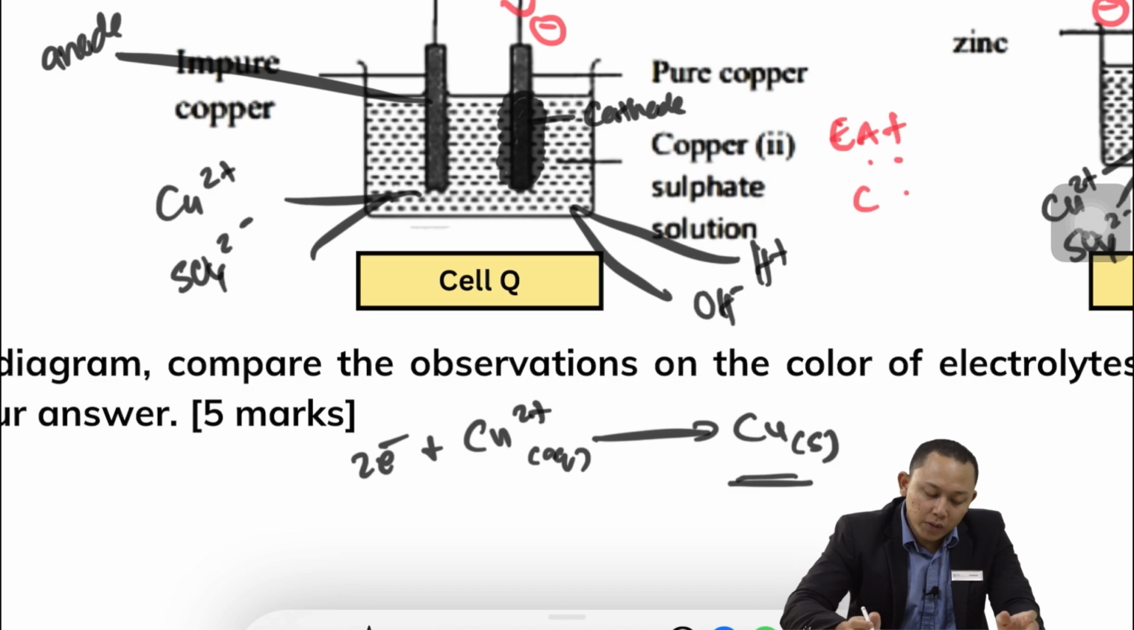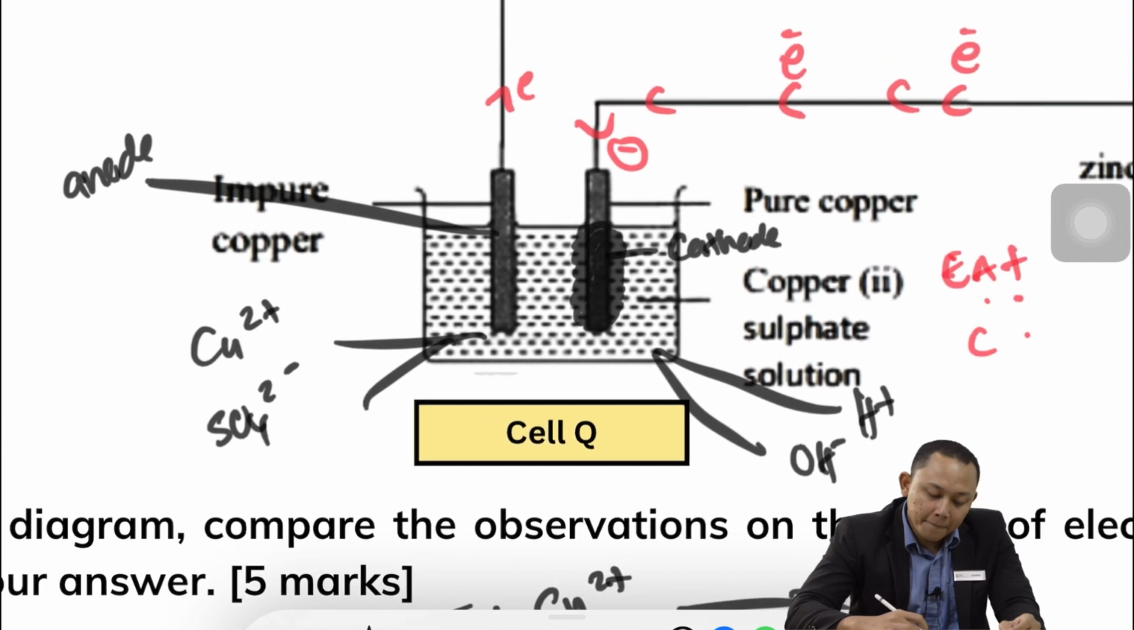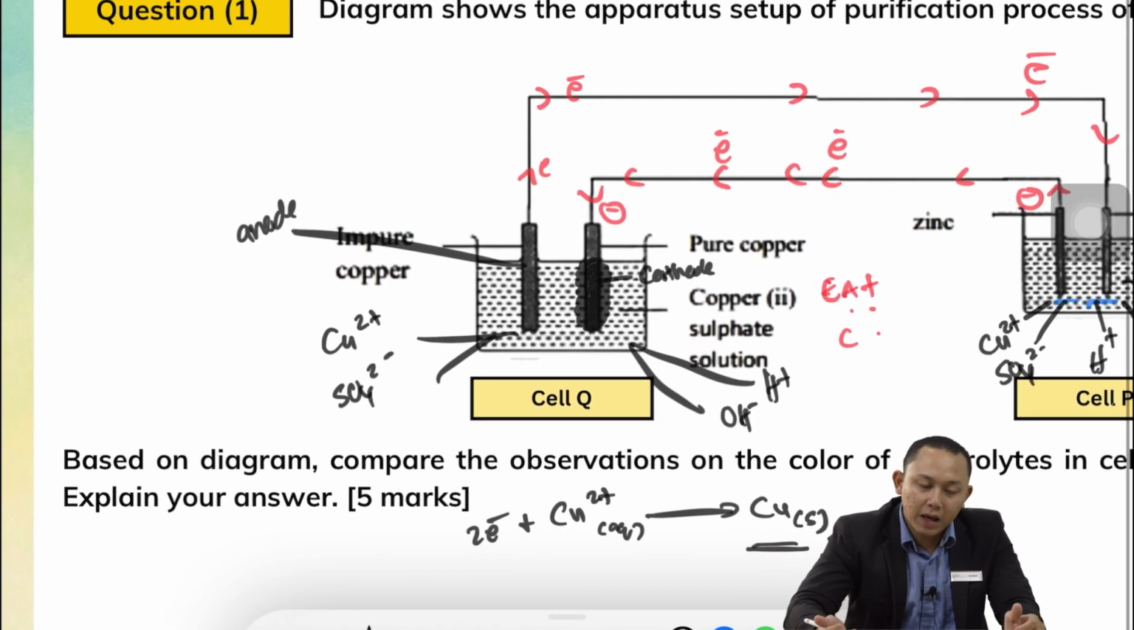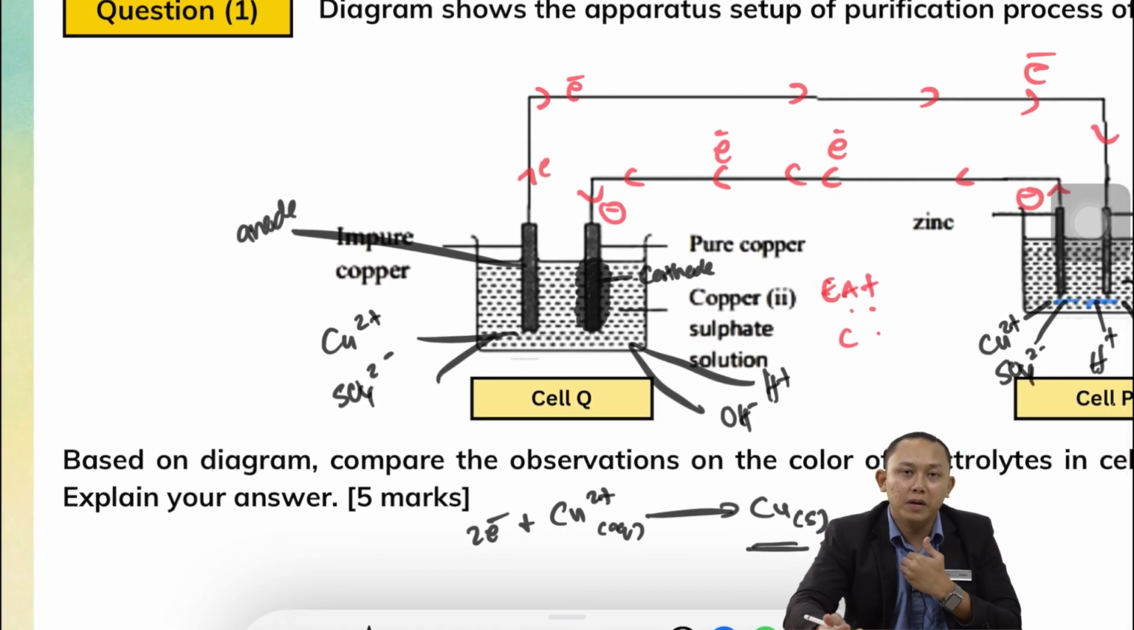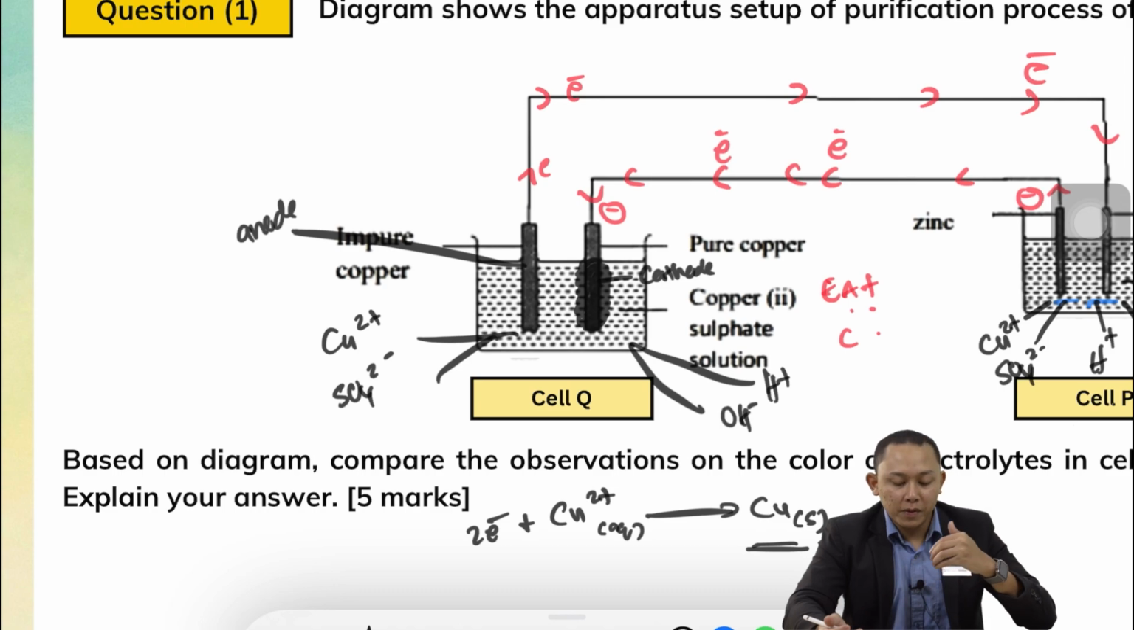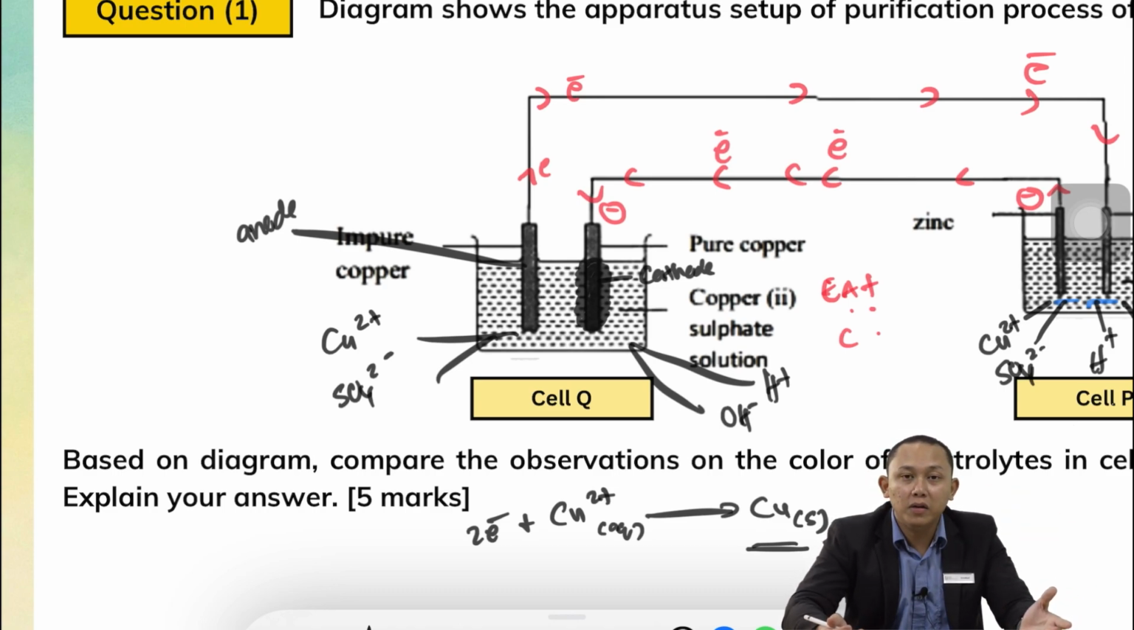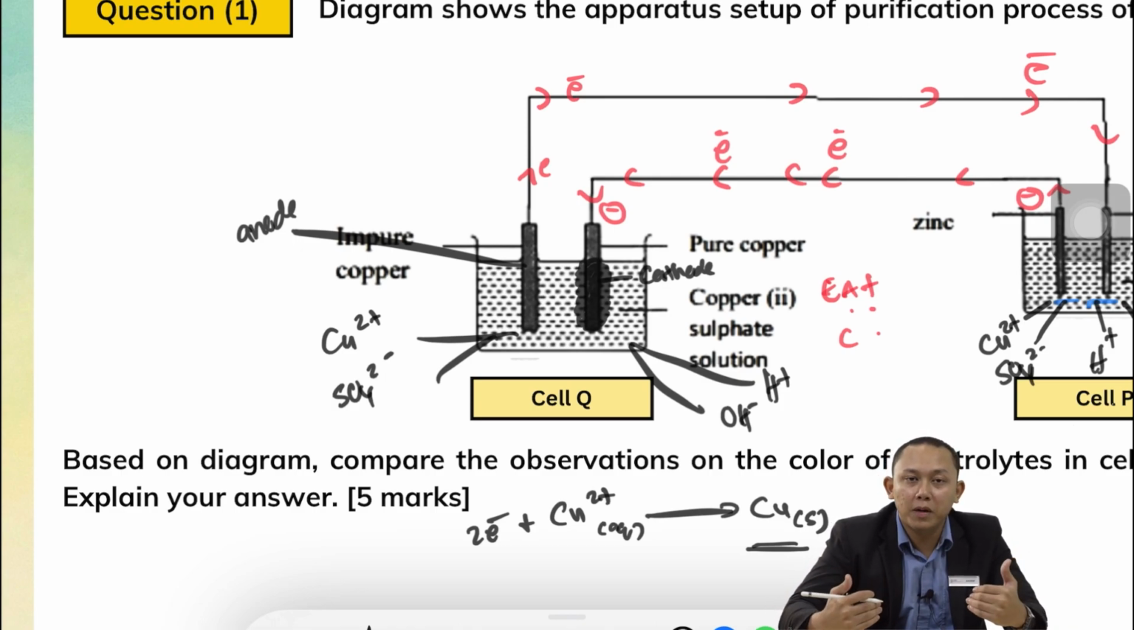So what will happen to this anode? At the anode side, we are using copper. So the one that is going to donate the electron instead of OH- just now is going to be our copper metal.